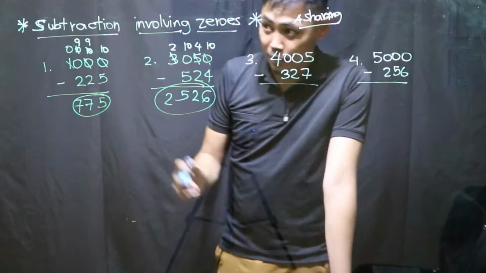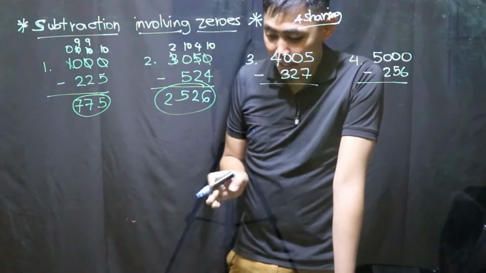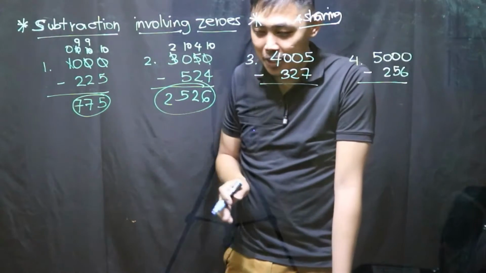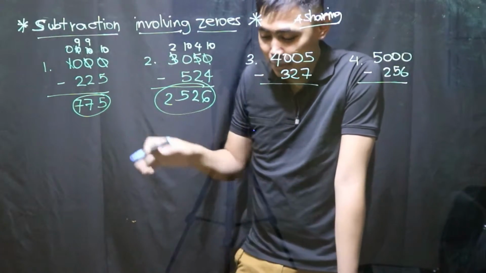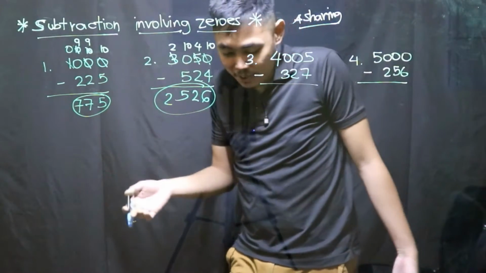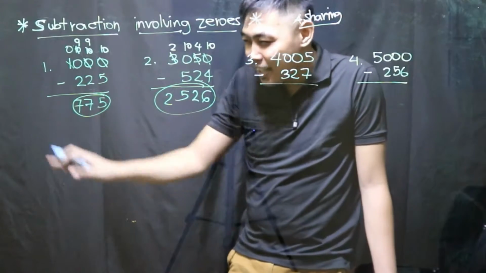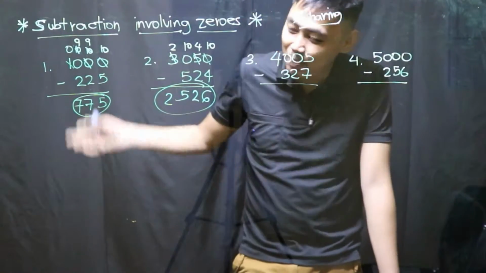So basically, if you do subtraction involving zeros, just think of the 0 saying, "Can you give me something?" And then if the next number is still 0, that number will say, "I don't have anything, I'm 0." So that 0 will also ask, can you give me something? Alright? So the pattern continues.